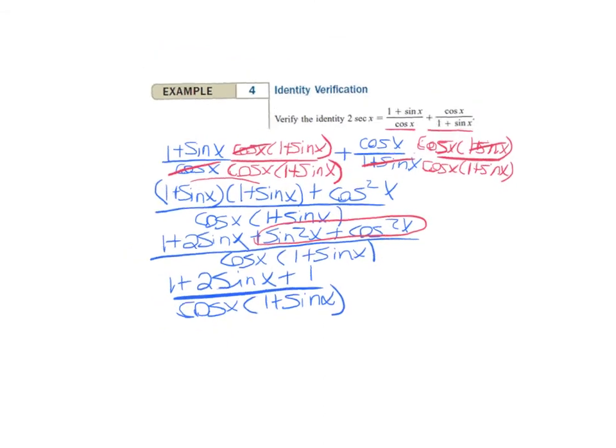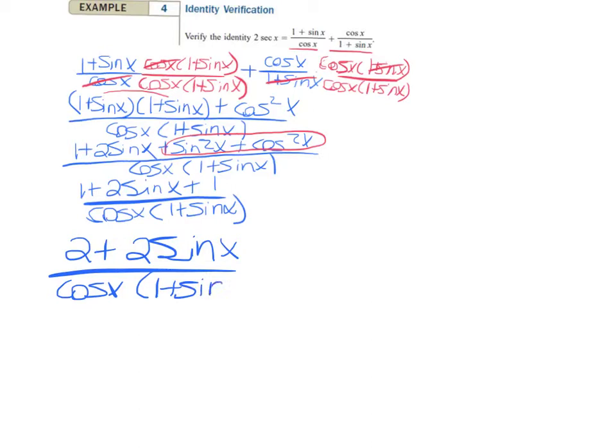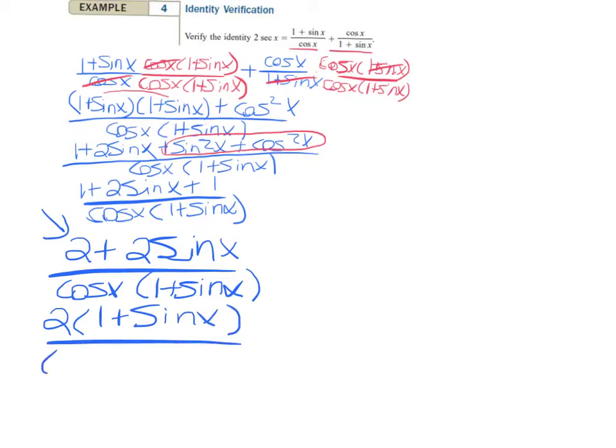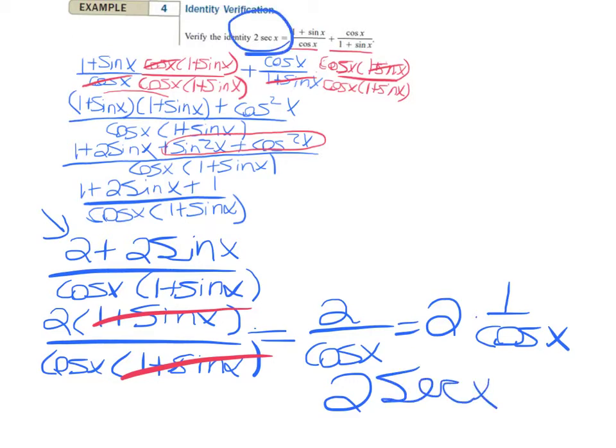All right, let me make this a little bit smaller so I have a little bit more room. So now I've actually got 2 plus 2 sine x over the cosine of x and 1 plus sine x. I'm going to use my algebraic mind and factor out 2. So I've got 1 plus sine x all over the cosine of x times 1 plus sine x, and now I can cancel these out, and I'm left with 2 over the cosine of x, which is like saying 2 times 1 over the cosine of x, and if you remember, 1 over cosine of x is equal to secant x, so we've got 2 secant x, and that's what we wanted in the end.